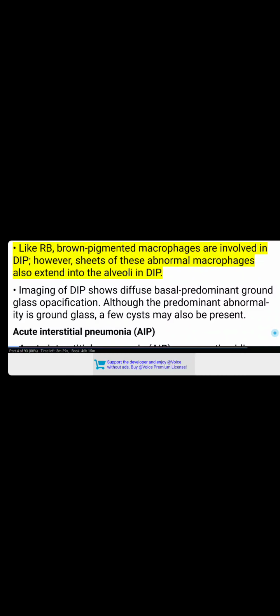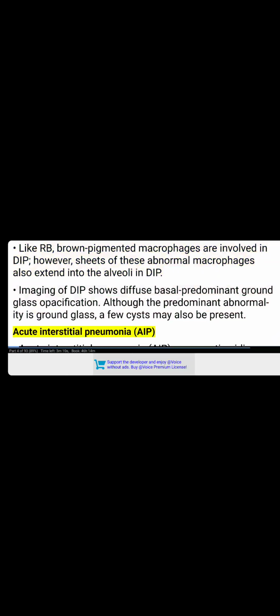Pathologically, RB, RBILD, and DIP represent a continuous spectrum of smoking-related lung disease. Like RB, brown pigmented macrophages are involved in DIP, however, sheets of these abnormal macrophages also extend into the alveoli in DIP. Imaging of DIP shows diffuse basal predominant ground glass opacification. Although the predominant abnormality is ground glass, a few cysts may also be present.